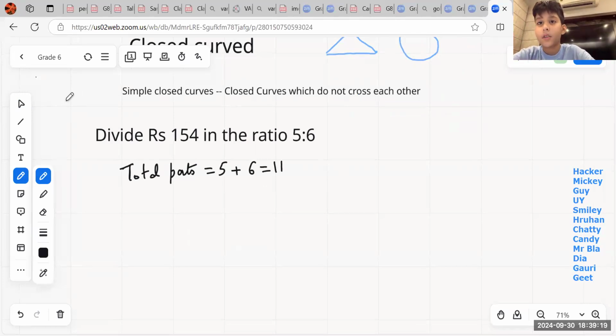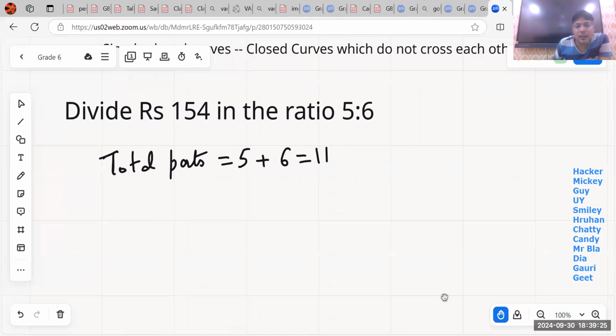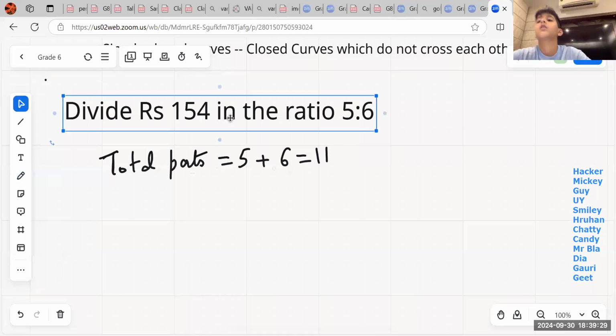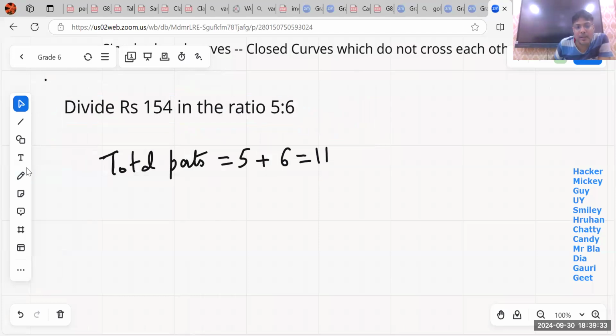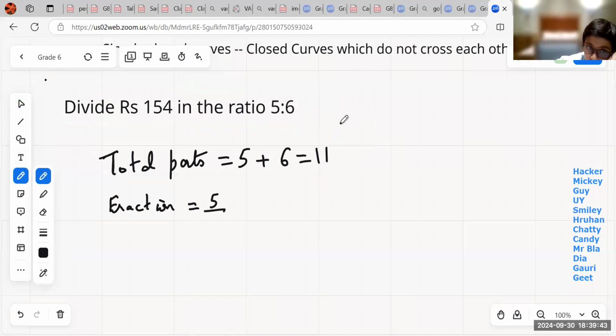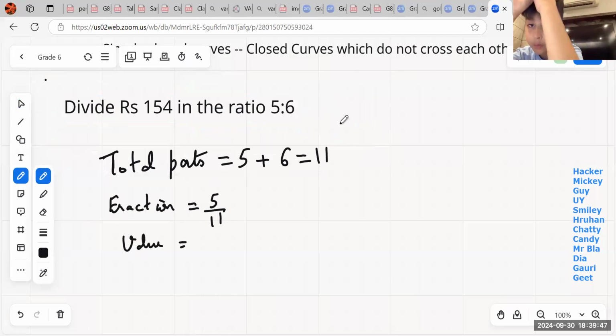Okay, so why do you do it like this? This is the method, beta. Let me explain. This is a repeat telecast. So we got 5 plus 6, 11. Now what is the fraction of the first part? 5 by 11. And then the second one would be 6 by 11.